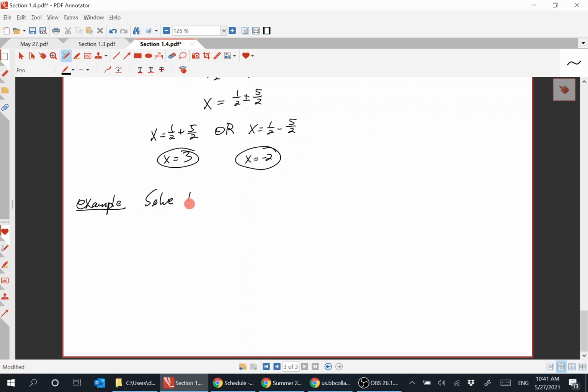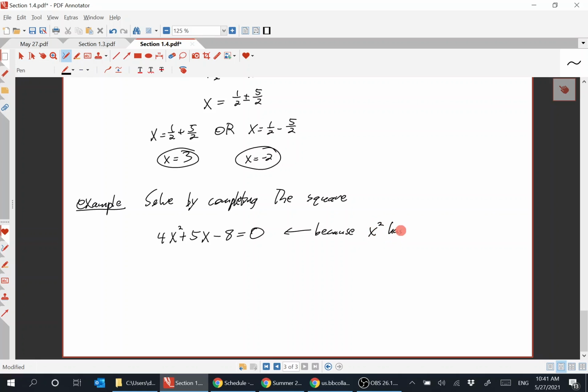So solve by completing the square. 4x squared plus 5x minus 8 equals 0. So you'll notice that the x squared doesn't have a 1 in front of it this time. When the x squared doesn't have a 1 in front of it, what you want to do is just divide by that.